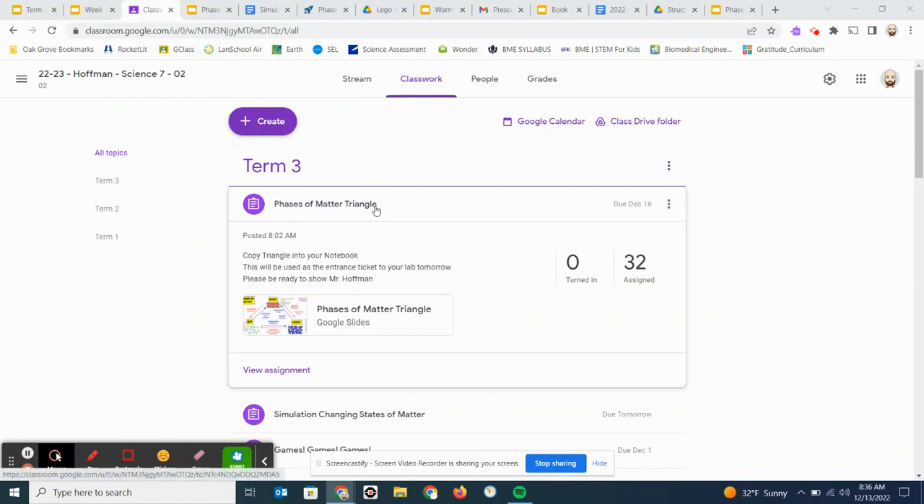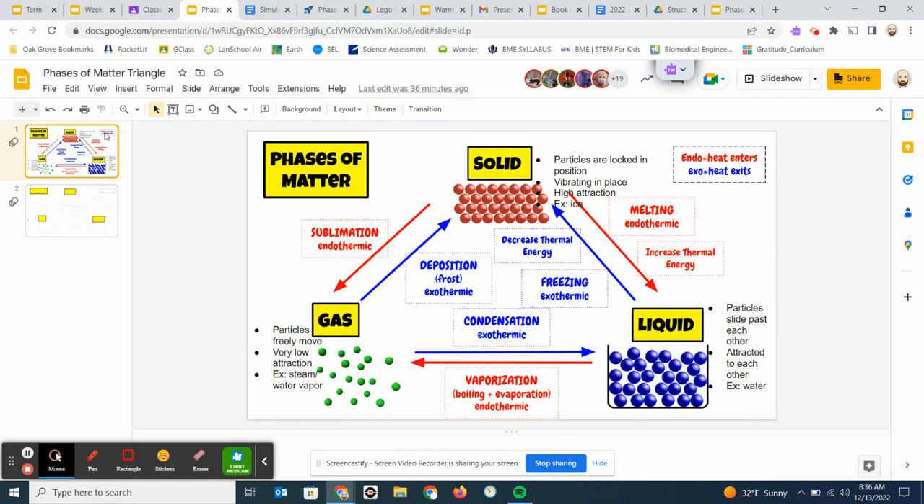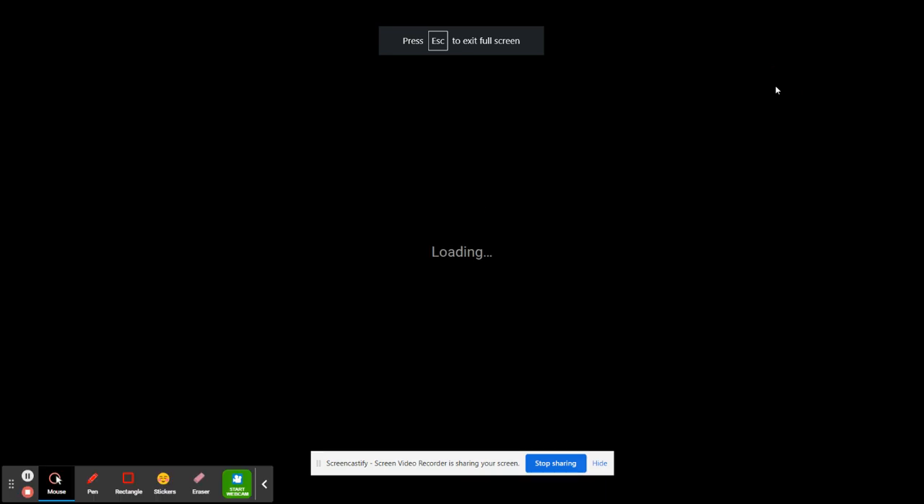Phases of matter triangle is found in Google Classroom. Please open up Google Classroom and you can click on Phases of Matter Triangle. Once you click on it, you can see it like this. It looks like a lot of information, and that's overwhelming, possibly. So let's go into slideshow mode.